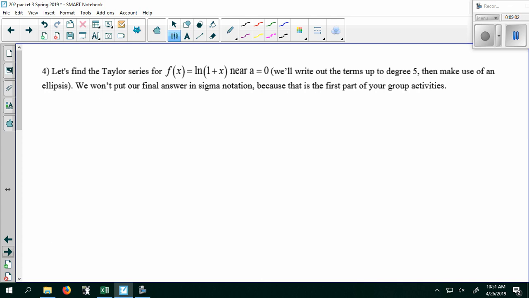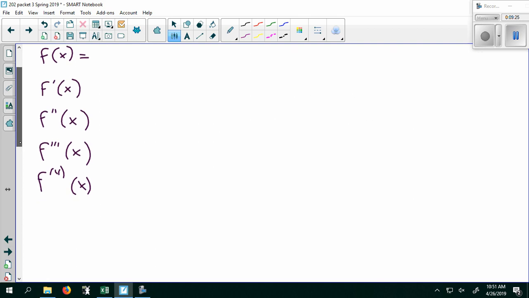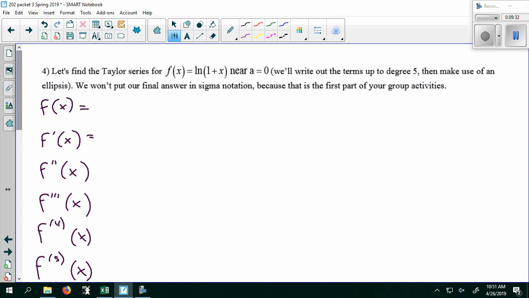All right, so if I need to write out up to degree 5 terms in the Taylor series, then I need 5 derivatives. So I'm going to start with f of x, and I need f prime, f double prime, f triple prime, and the 4th derivative, and the 5th derivative. Okay, so f of x is the ln of 1 plus x. So that's where we start. Now I have to take 5 derivatives.